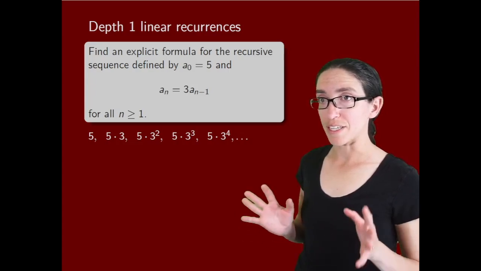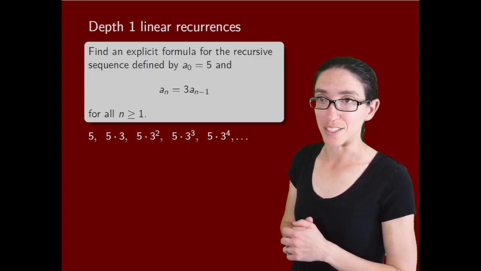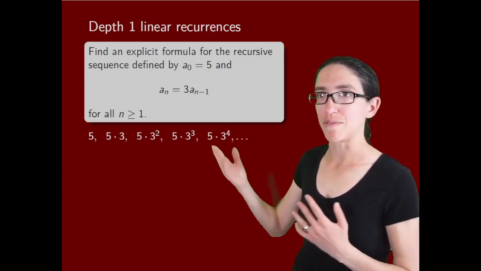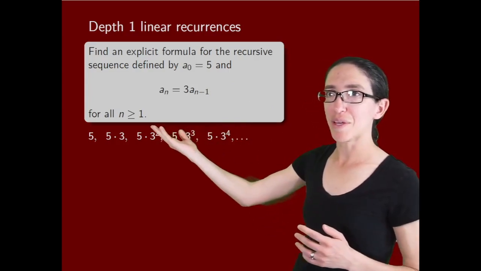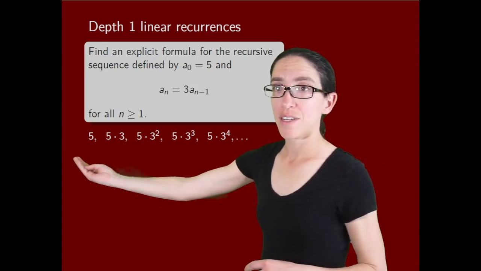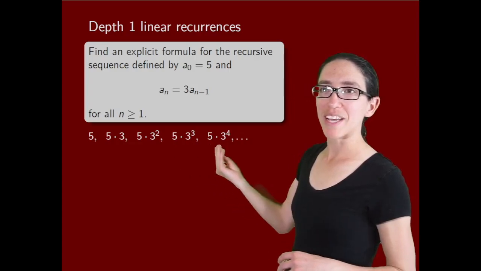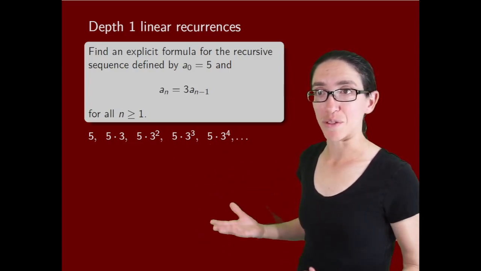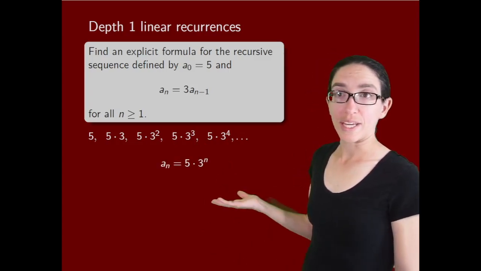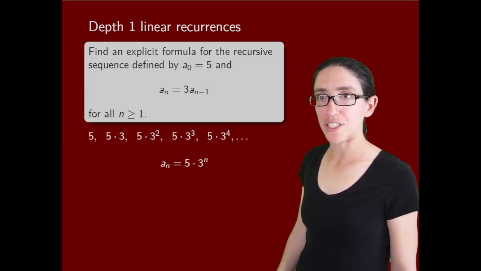So our goal here is to find an explicit formula for all linear recurrences, but let's start with depth 1 linear recurrences, which are the simplest to solve. Let's say we wanted to find an explicit formula for the recursive sequence defined by a sub 0 equals 5 and a sub n equals 3 a sub n minus 1 for all n at least 1. So we start at 5, then we multiply by 3, then we multiply by 3 again, then we multiply by 3 again, and actually by leaving it unsimplified, you can easily see what the formula is in all cases. It's going to be 5 times the power of 3. So we guess the explicit formula a sub n equals 5 times 3 to the n, and you can check that that satisfies the recursion and the initial conditions.